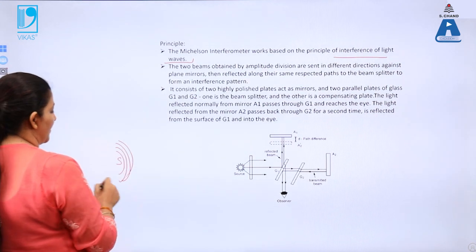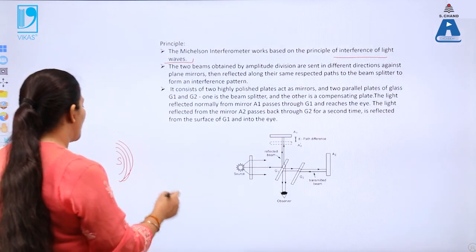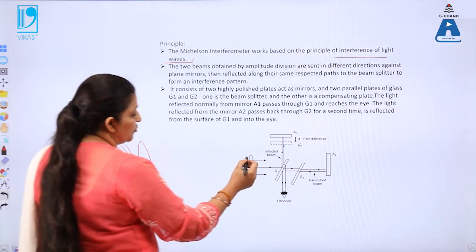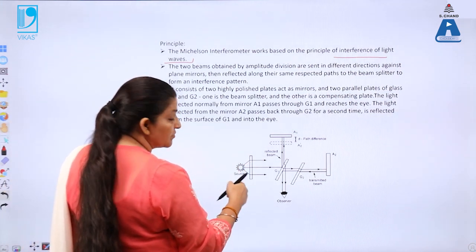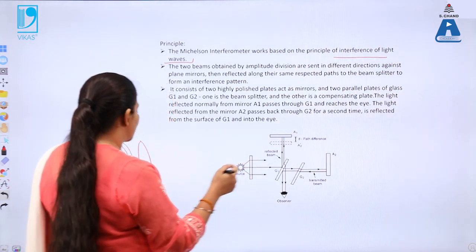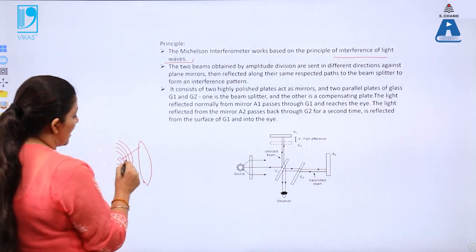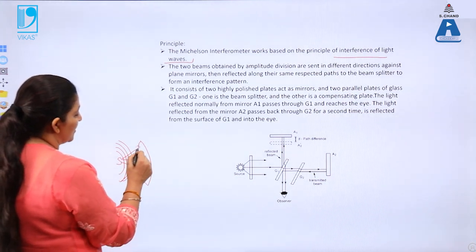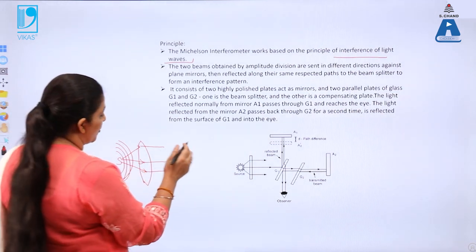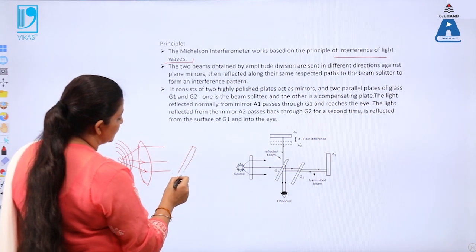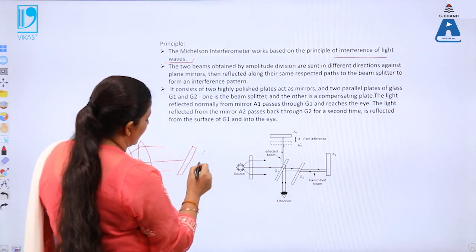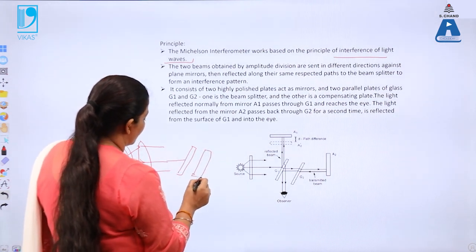These spherical wavefronts can be converted into a parallel beam by using a lens or by using a glass plate. When the lens is used, the light coming from the source is converted into a parallel beam. Then we are using two plates here, one is plate G1 and the second is G2. These two plates are inclined at an angle of 45 degrees.